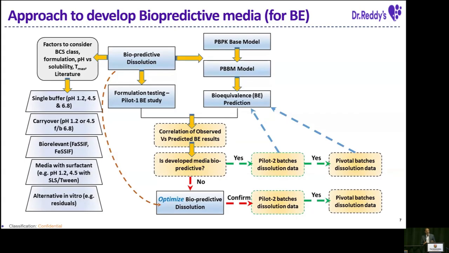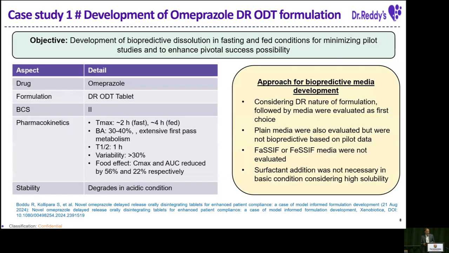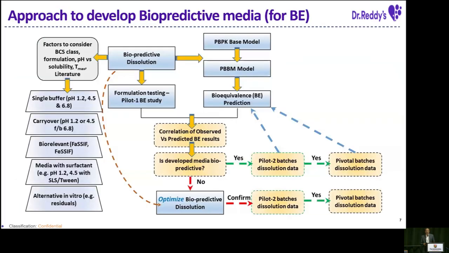Whenever you have a product being introduced into the pipeline, first of all, you can consider aspects like BCS classification, the formulation, whether it is an immediate release or a modified release formulation, pH dependent or pH independent solubility, the in vivo Tmax, and of course, the information available in the literature. Based on these properties, you can have a variety of methods available. For example, you can have a single buffer at pH 1.2, 4.5, or 6.8 as a starting point. Sometimes you can also evaluate a carryover dissolution or a two-step dissolution, pH 1.2 or 4.5 followed by 6.8.